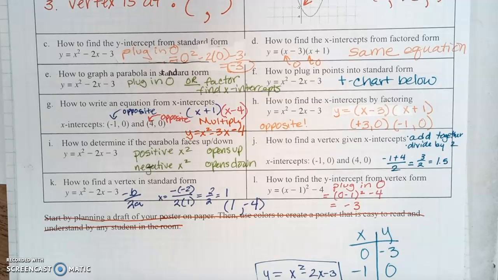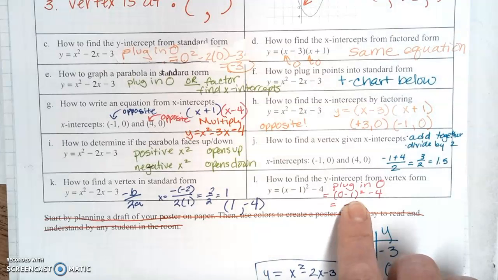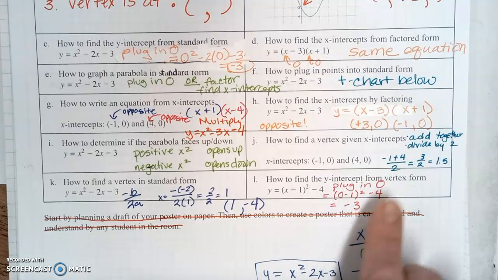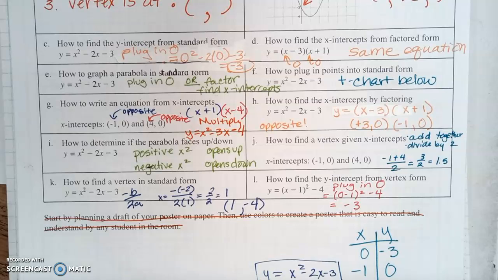Okay? And then the last box says how to find the y-intercept from vertex form. For that one, you should plug in 0. Okay? Plugging in 0 is super helpful, and it should be super fast and easy for you. So 0 minus 1 is -1. -1 squared is 1. And 1 minus 4 is -3. Okay? Finish copying that down.